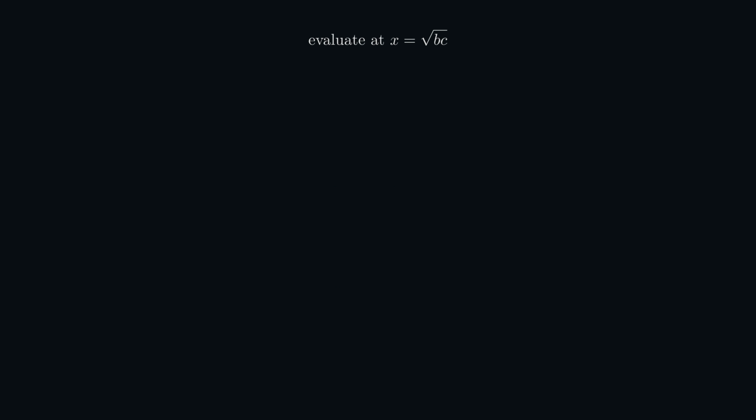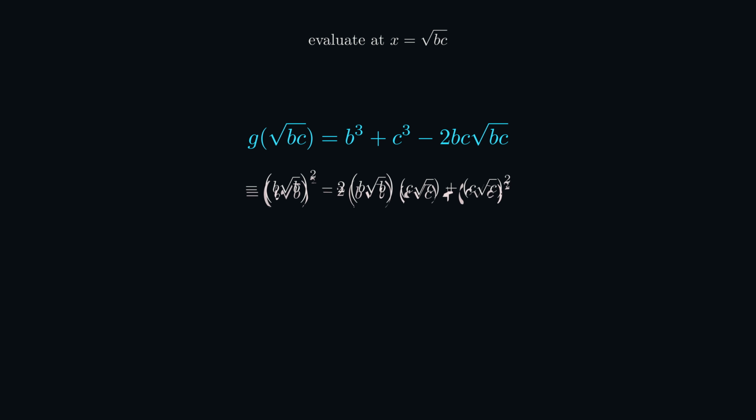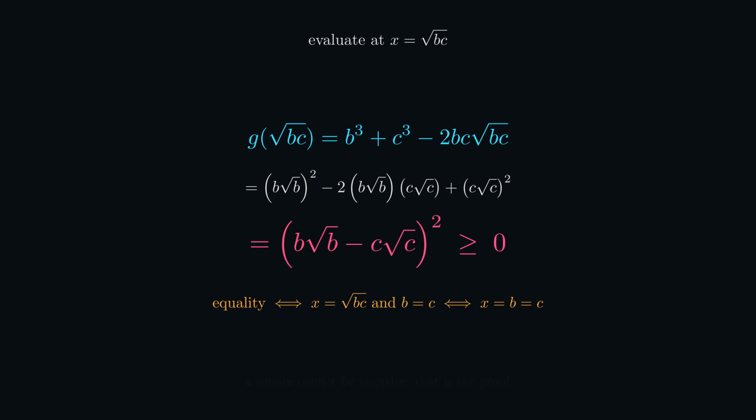So evaluate it there. Substituting the square root of bc gives b cubed plus c cubed, minus 2bc times the square root of bc. And that expression is a perfect square in disguise. Write b cubed as b root b, all squared, and c cubed as c root c, all squared. Then the whole thing is b root b minus c root c, squared. A square of a real number cannot be negative. So the minimum is at least 0, and the inequality holds.